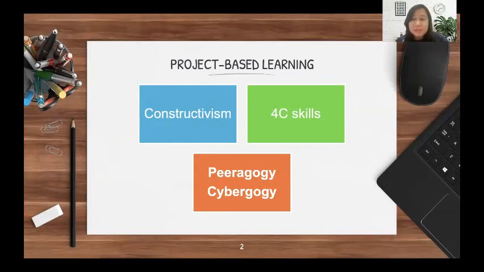Students use their critical thinking to analyze and evaluate the material, case, or problem to support their project. Students doing their project in pairs or groups pushes students to use their collaborative and communicative skills. And then since they need to make a project based on their original idea, they need to use their creativity.